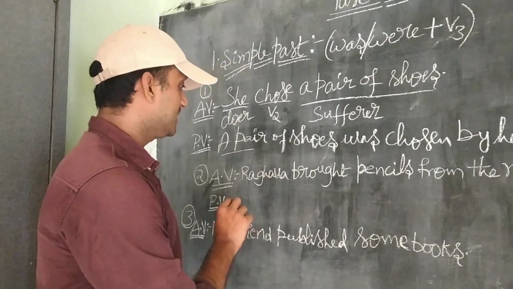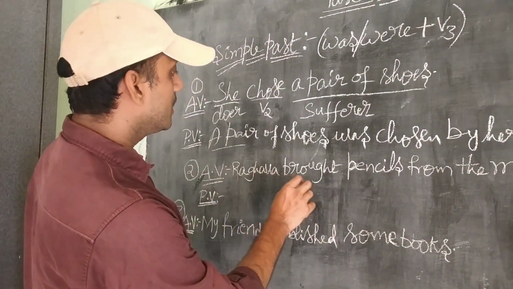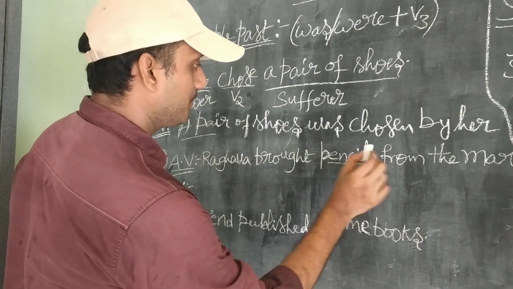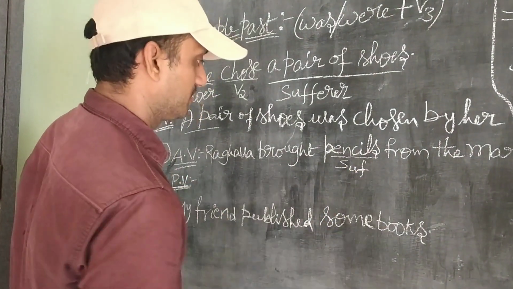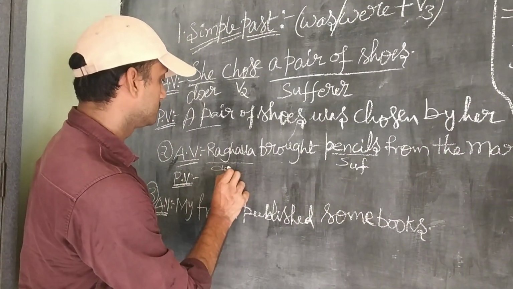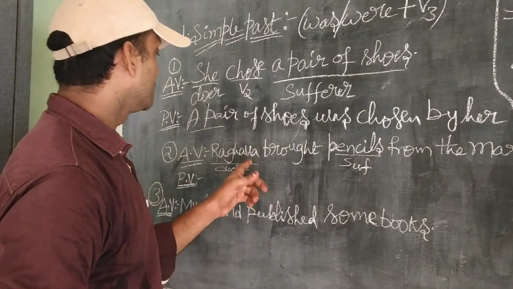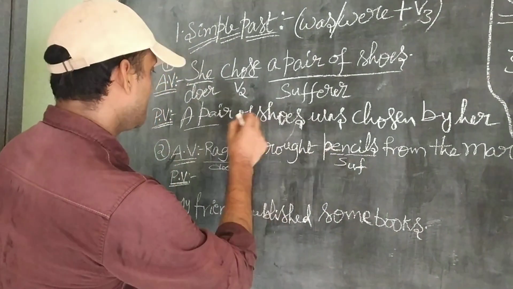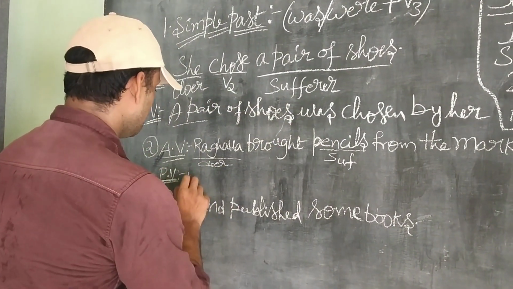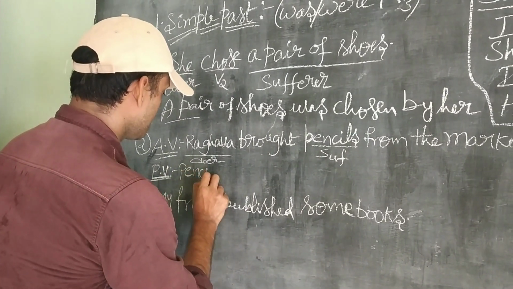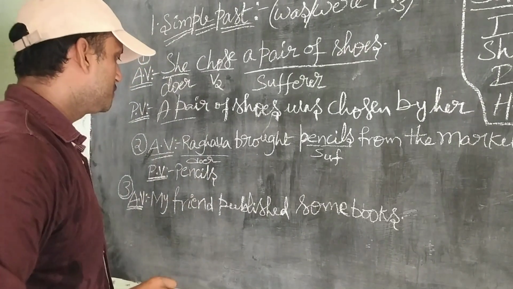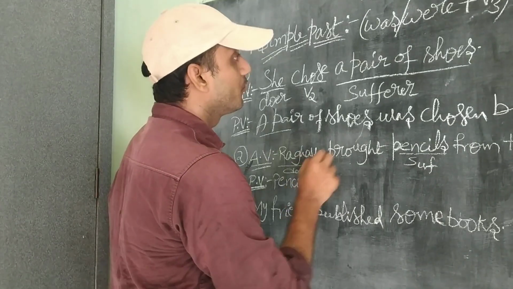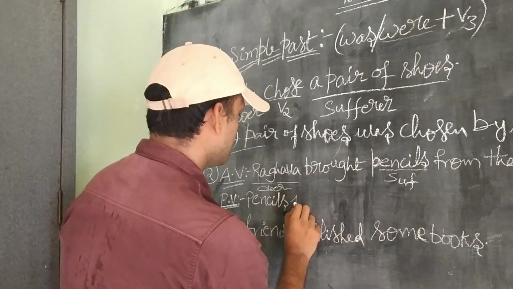Now, let us see second example. Raghava brought pencils from the market. Here, what he brought? Pencils. So, it becomes sufferer. Raghava is the doer. Who is doing here that work? Raghava. So, sufferer will be in doer's position, doer will be in sufferer's position. In this way. Pencils. Which type of noun it is? Plural or singular? Pencils, plural only, we know that. For plural, we have to use were.